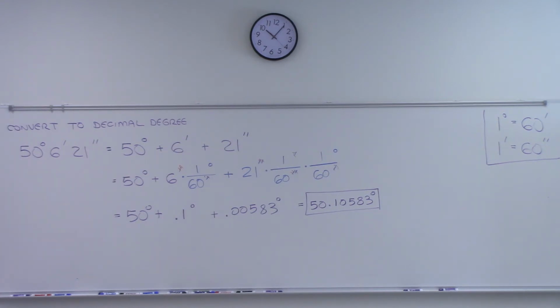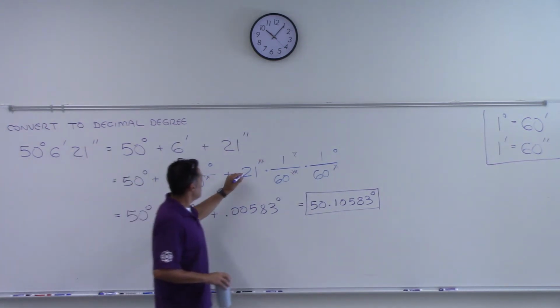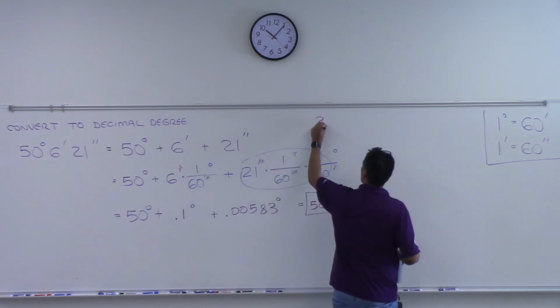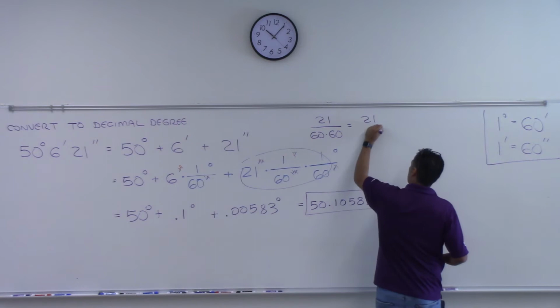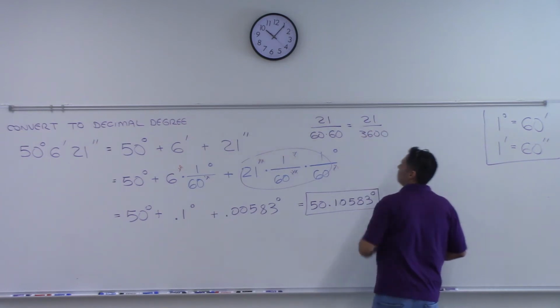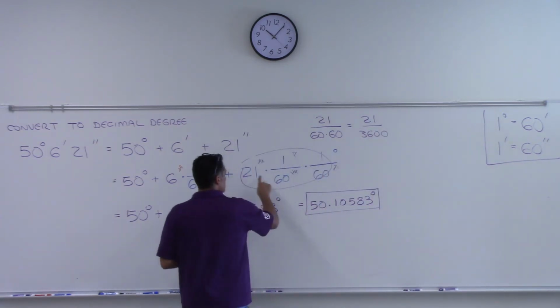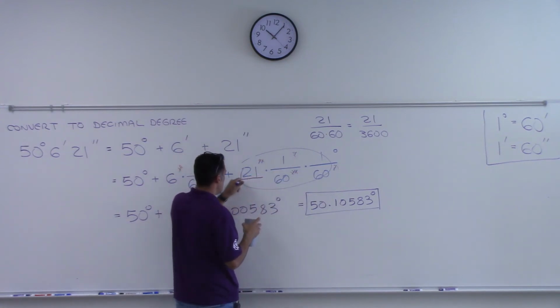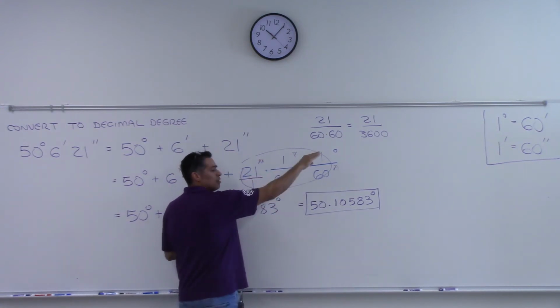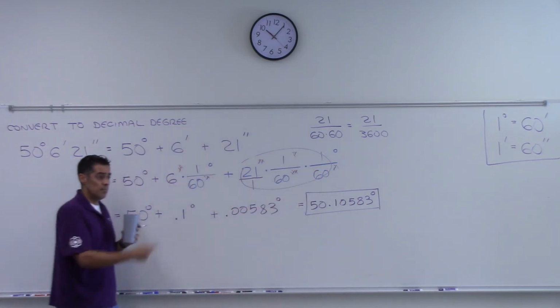We got questions or not? Let's go backwards. Go ahead. How do you get the last 0.00583? This right here is really 21 over 60 times 60, which is 21 over 3,600. You just, because this is multiplication of fractions, right? So you multiply straight across, you treat the 21 like 21 over 1. So you go straight across top, straight across the bottom. That make sense?